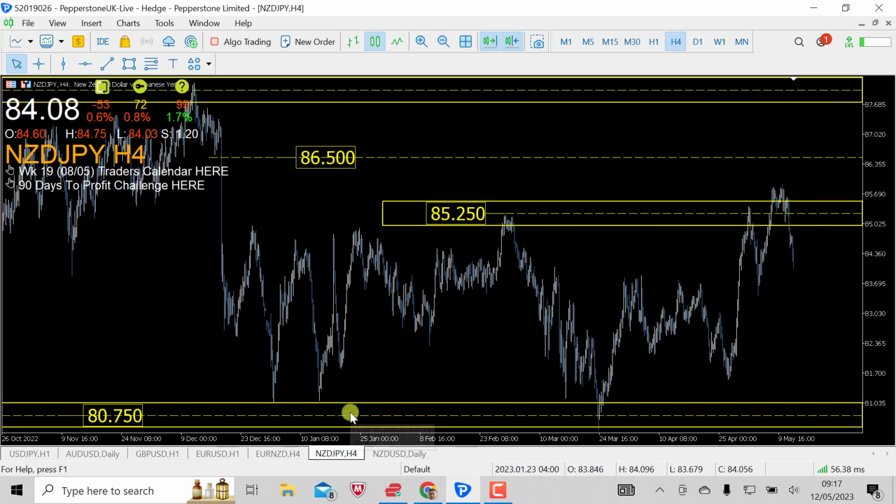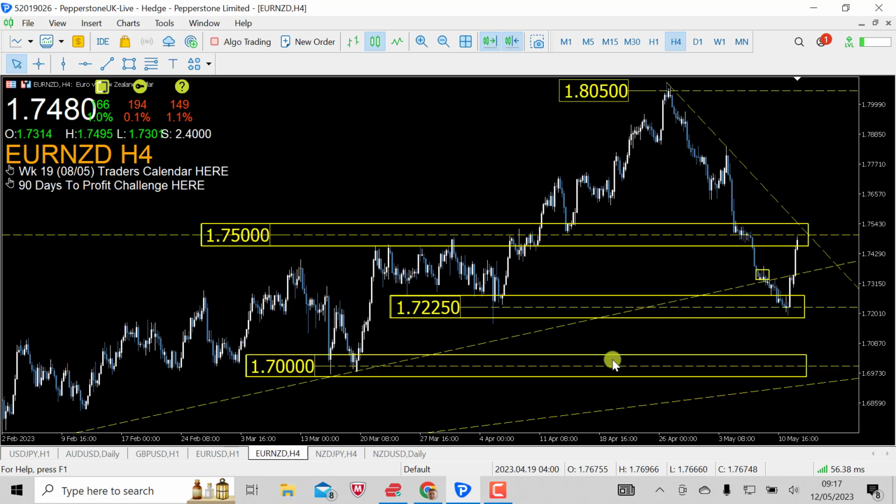So all in all, a successful week, focusing on the New Zealand dollar mostly, but the key chart for us this week was that Euro Kiwi and that 140 pip move to the downside. Hopefully you had some success with us this week, and I look forward to speaking to you next week.